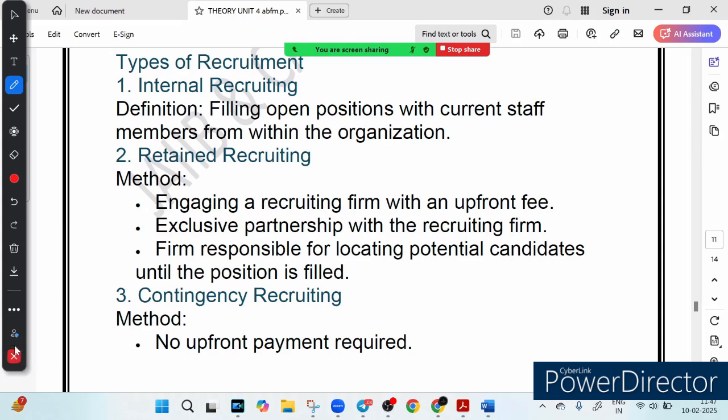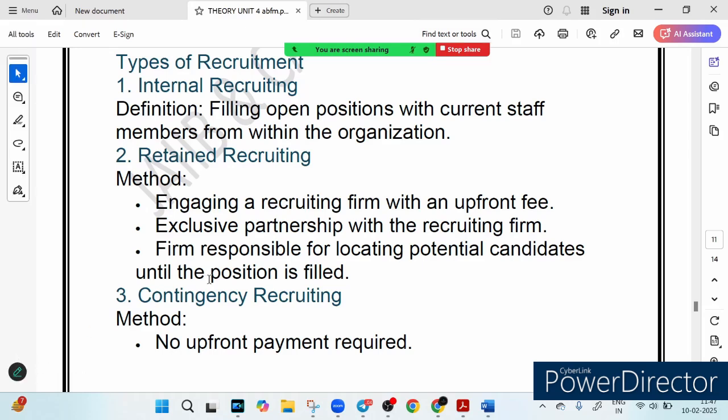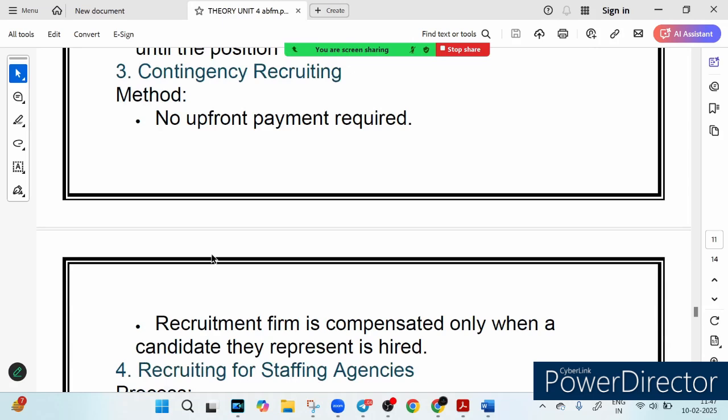Then we have something called contingency recruiting. So two types I already talked about: internal and retained. Here companies say to the recruiting firm, find me the right person and I will pay you only if I hire your candidate. No upfront cost, just payment when they deliver results. It is like ordering food and paying only if you eat it. So whichever person that recruiting firm has chosen, if the company recruits that person, then only the recruiting firm will be paid.